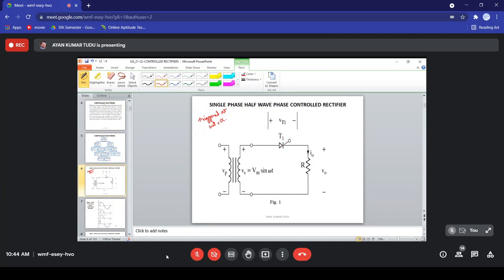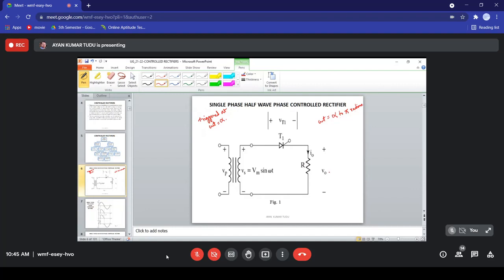After which, this thyristor will start to behave as a closed switch, something like this. So when the thyristor is on, the input supply voltage will appear across the load when the thyristor is conducting from omega t equal to alpha to pi radians.